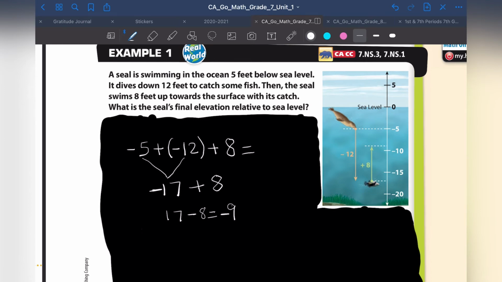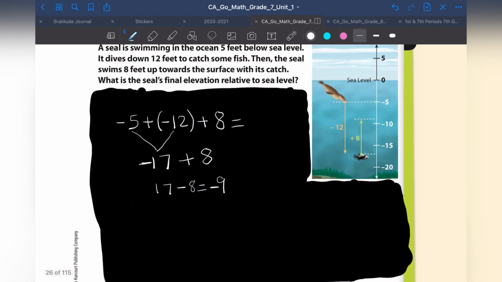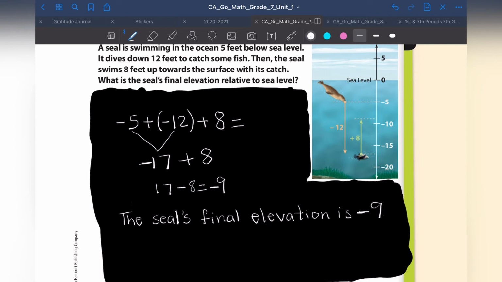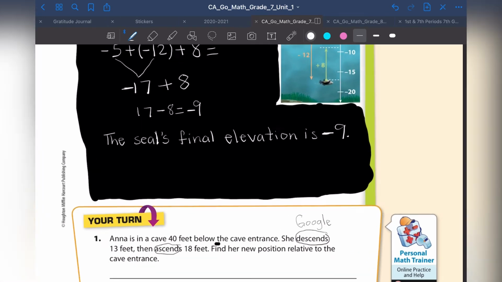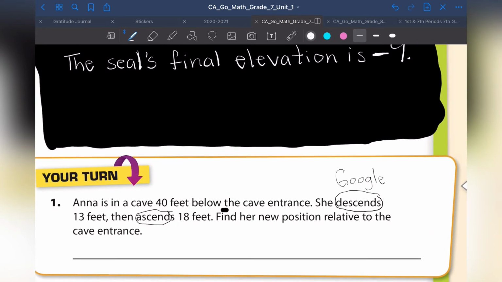Okay, so the final elevation, the seal's final elevation is -9. And again, if there's a word that you don't understand, you can Google it and find what that word means. Go ahead and do number 1 on your own. Remember, if you don't know what a word means, just Google it.